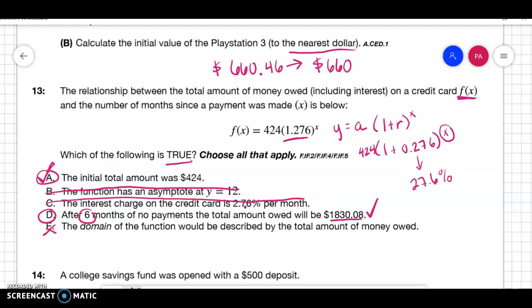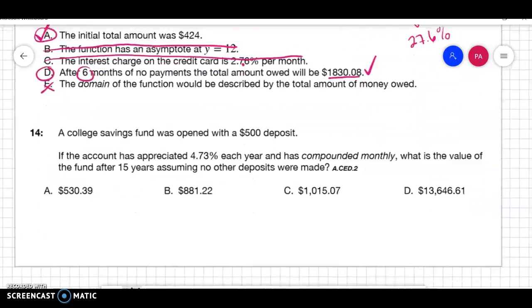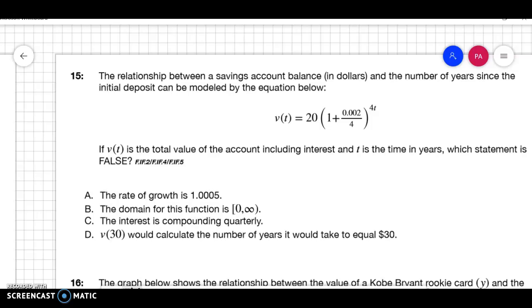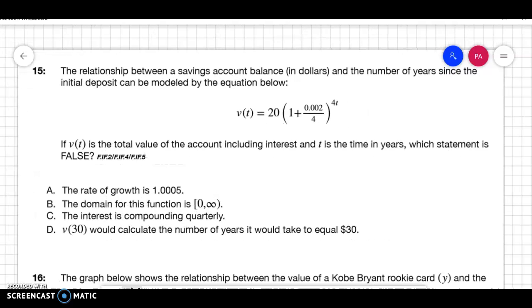Okay. Number 14, we had 100% get that one correct. Same thing, kind of reasoning through this, understanding the parts here. So here we have our formula. The rate of growth is 1.0005. Well, if you put this into the calculator, this does work out. Yep, it adds up. If you did 0.002 divided by 4 and add it to 1, this is what you get. So that is true. That's a true statement, but we're looking for false.